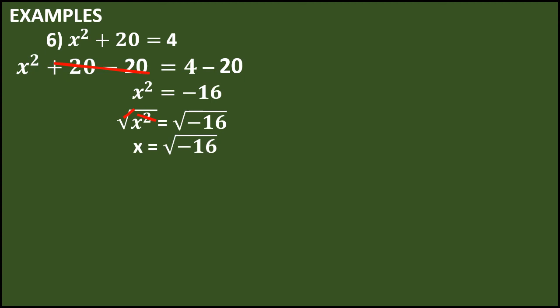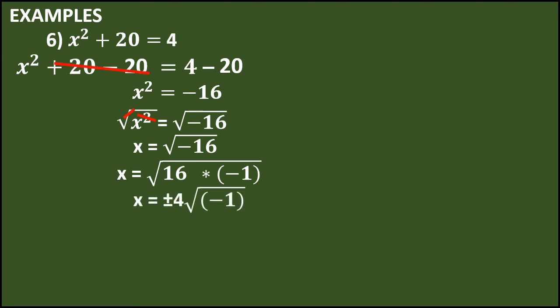Think of the factors of negative 16. So we have the square root of 16 times the quantity negative 1. After that, we can get the square root of 16, which is positive and negative 4. And what is left inside the radical sign is negative 1.